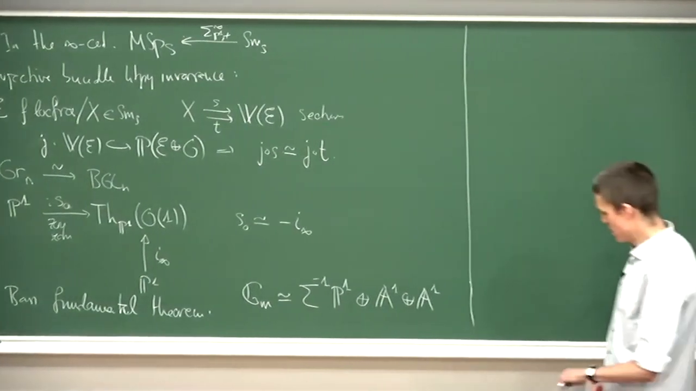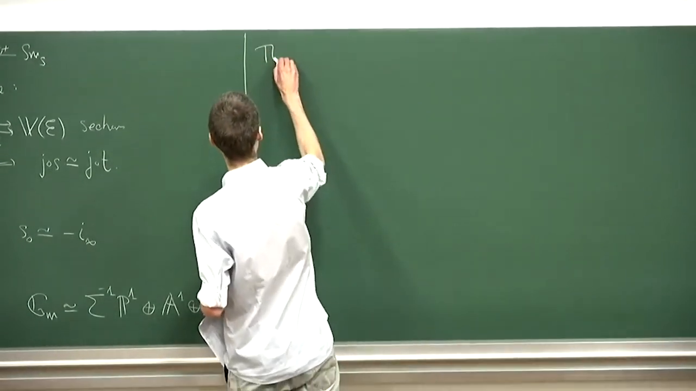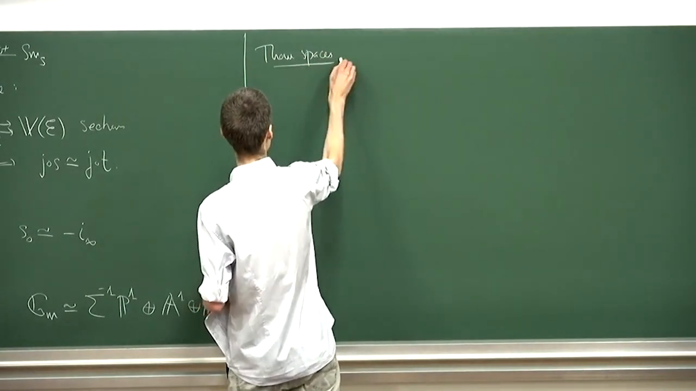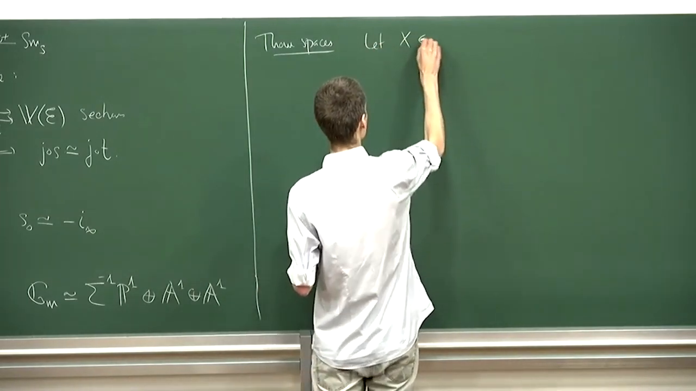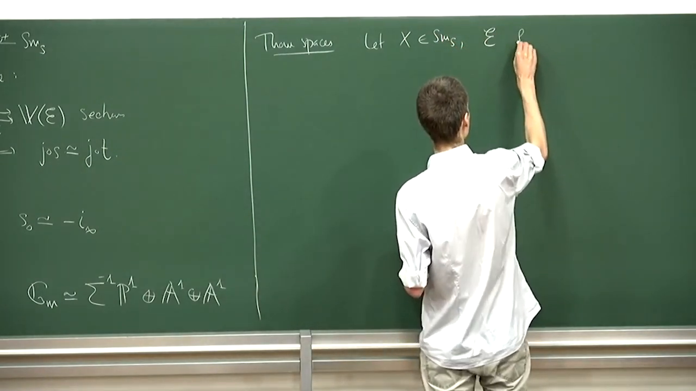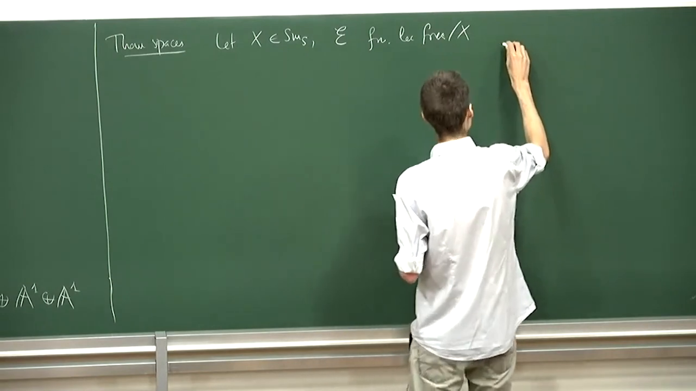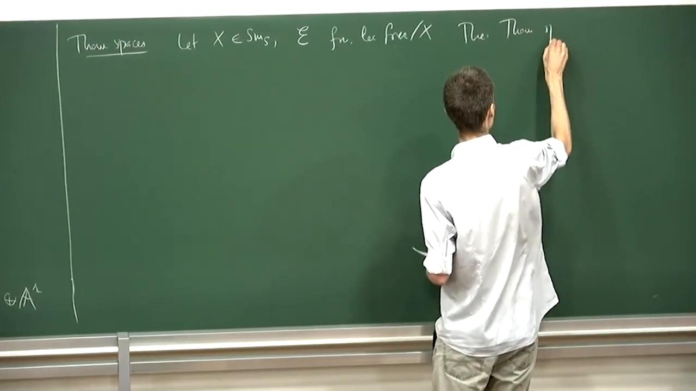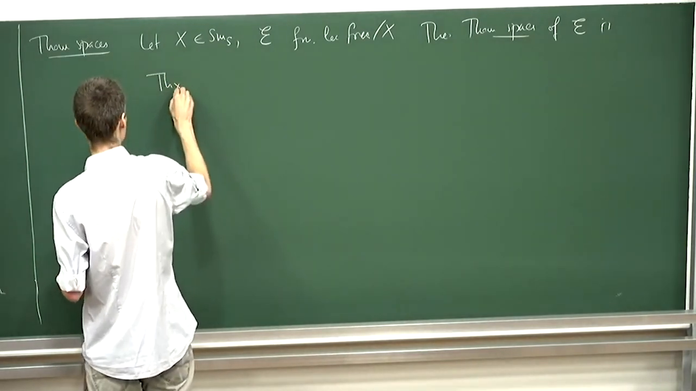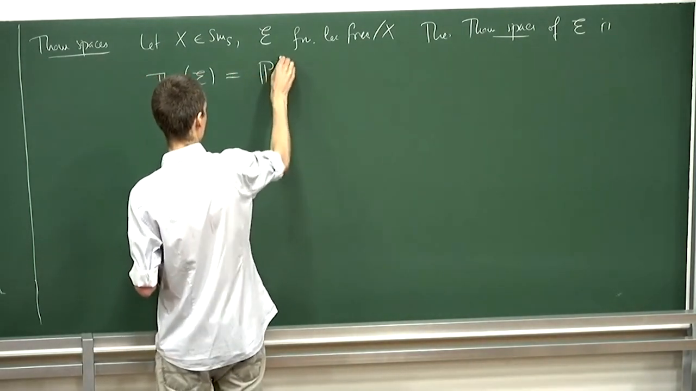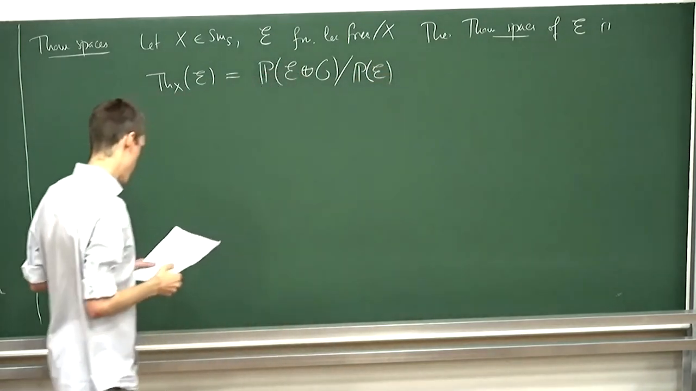Okay, let me say something about these Thom spaces now. Suppose X is a smooth scheme and I have E, which is a finite locally free sheaf on X. Then we define the Thom space of E to be: you take the projective bundle of E plus O, and then you collapse the hyperplane at infinity.